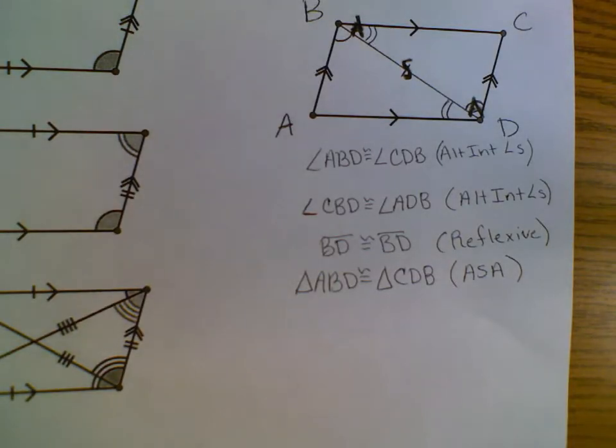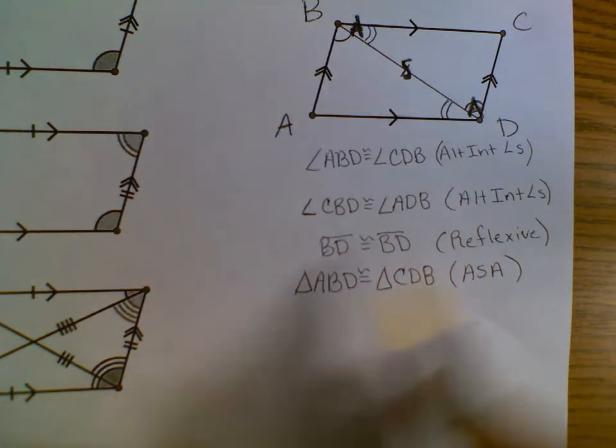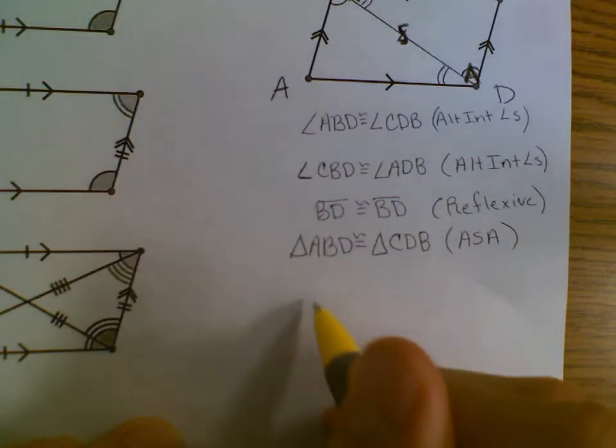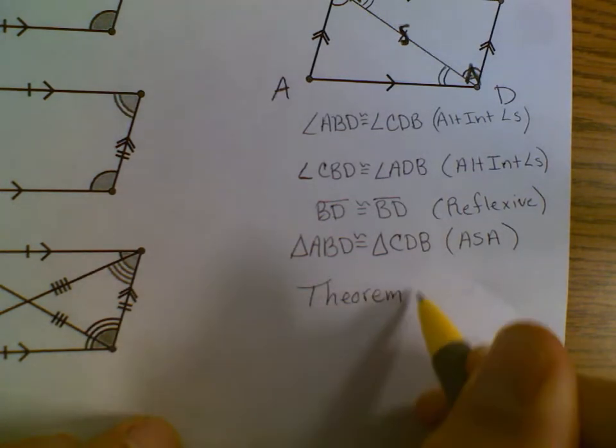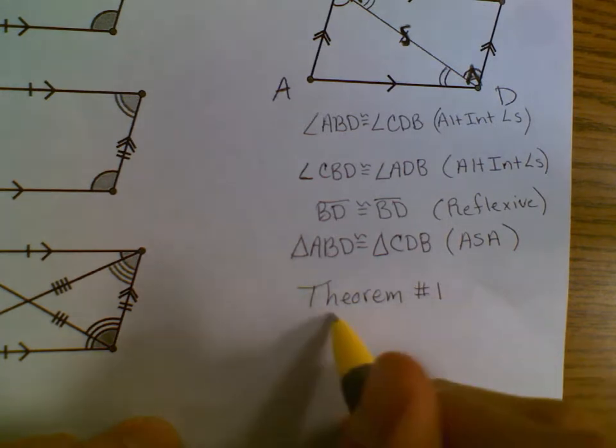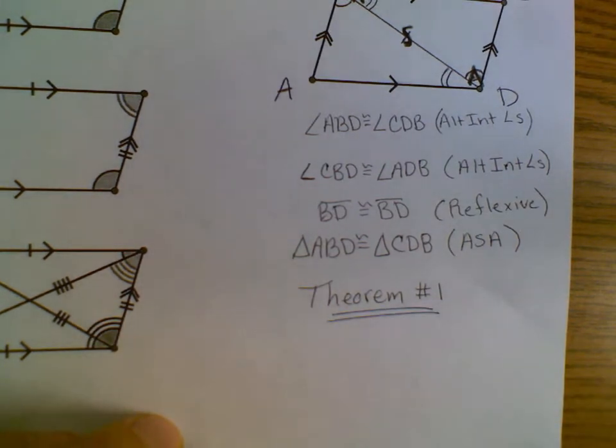Well, we proved that the triangles were congruent, right? Now that we've proven the triangles are congruent, no matter what, if we have a parallelogram, then we can say everything else is congruent, right? Okay, this is the first part that I wanted to do. Let's call this theorem number 1, because we're going to refer back to this one. Okay?